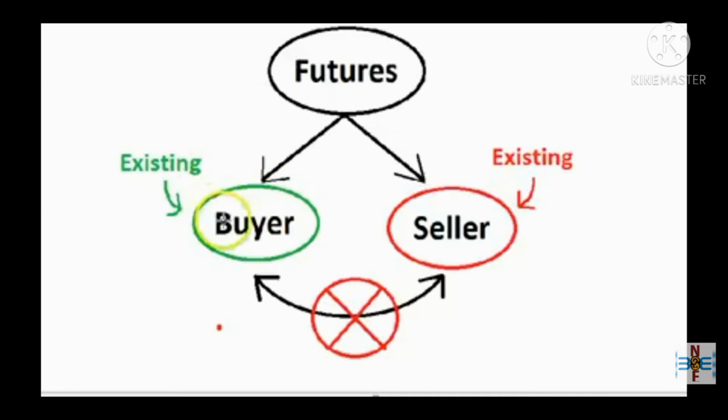When they both square off, the net positions for both of them will become zero. The existing buyer will place a sell order. The guy who went short will place a buy order to square off. And when those two trade against each other, the open interest will come down by one. So this is an example of when the open interest will come down.